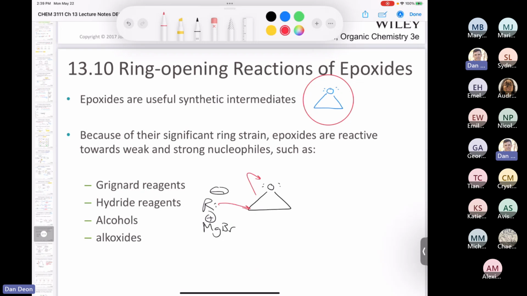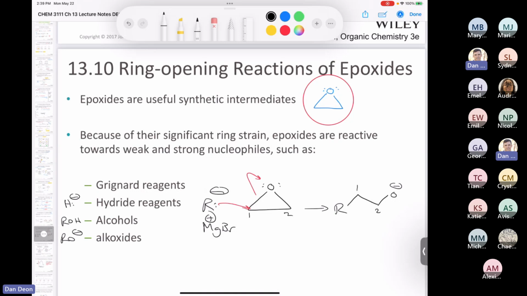And it will open up the ring, right? And then you'd end up with R, and then you have 1, 2 carbons. So you'd go 1, 2, 1, 2, and then you'd have O minus or something like that. So it's really reactive towards Grignards. A hydride, you should know what a hydride is. It's a nucleophilic source of hydrogen. An alcohol, of course, you know what that is, and an alkoxide.